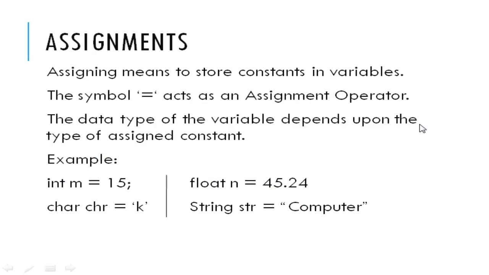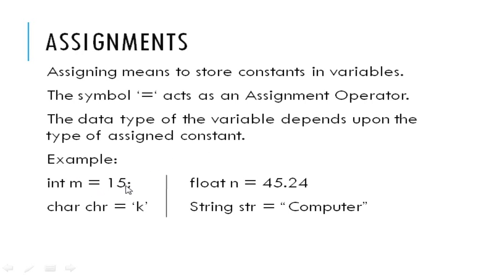Okay. Next is assignments. Assigning means to store constants in variables. That means you are going to store a constant value into a variable, you call it assignment. So the symbol used, equal to, acts as an assignment operator. So the equal to symbol is the assignment operator used for assigning the values. The data type of variable depends upon the type of assigned constant. We will be discussing this topic later.